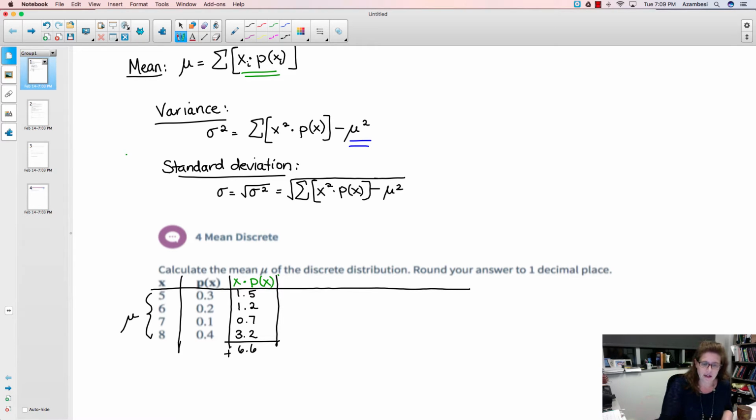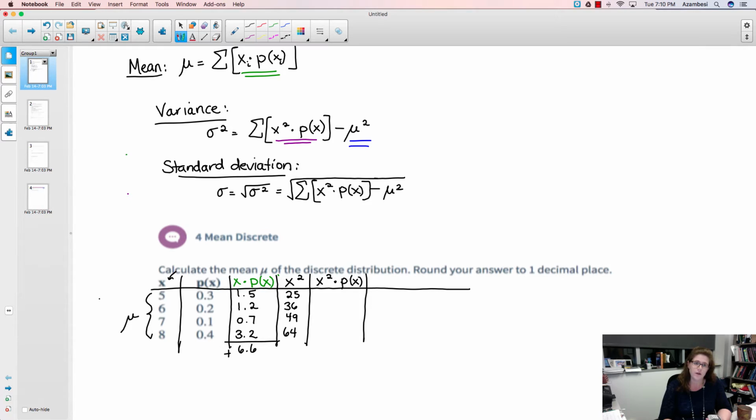Now looking at the variance, if we want to calculate a variance, then I need an extra column. So this one says x squared times p of x. Now I'm going to make that in two columns. The first one x squared, because I don't have an x squared yet, and the second one x squared times p of x. So my x squared column means that I'm taking this first column and squaring it. So 5 squared gives me 25, 6 squared 36, 49, and 64. So that's just an x squared column.